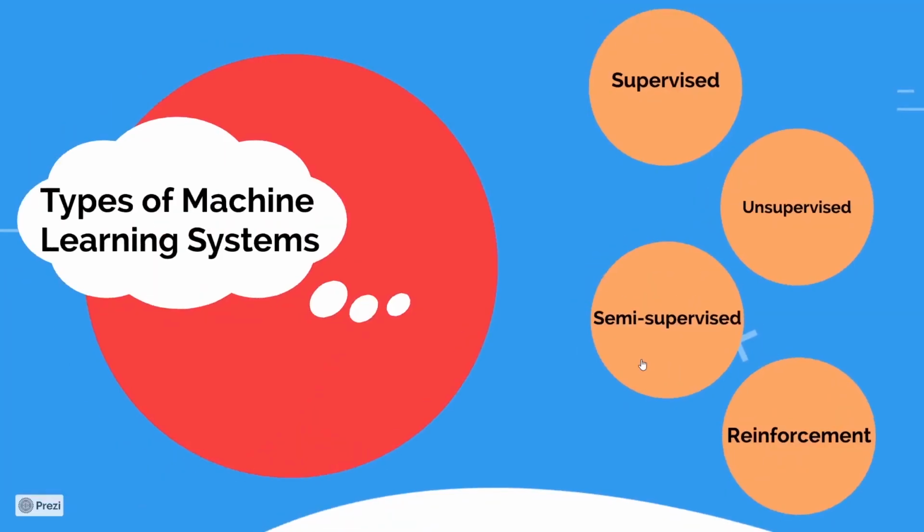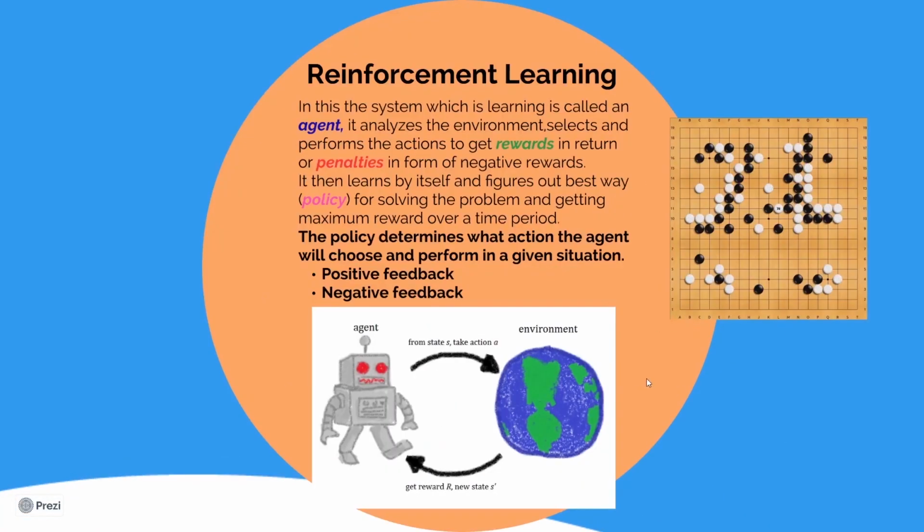Moving on towards our last machine learning system and the most interesting one. Let me divide this into 4 characters. First one is the agent, then we have the rewards, then we have the penalties, and finally we have the policy. So the system which is learning is called the agent. This agent goes to the environment and then detects and performs some actions. And if those actions give a positive feedback, then we get the reward. And if there is a negative feedback, we get the penalties, and then we try to improve the system.